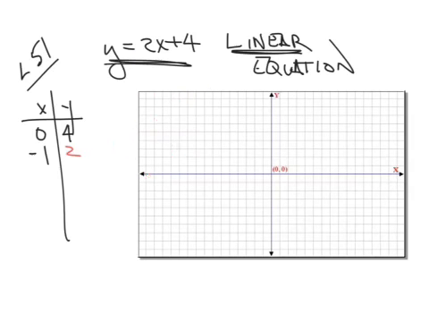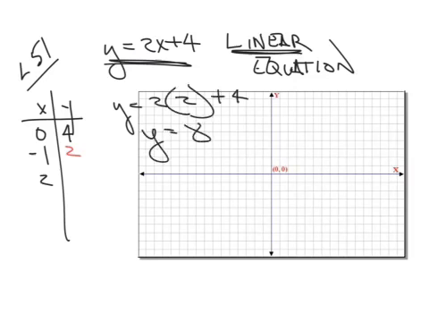Alright, we do that for any points we want, usually 3. And I usually pick 0, a negative number, and then a positive number. Now let's not use 4. 4 is getting a little bit too big. Let's use 2. So when x is 2, we get y equals 2 times 2 plus 4. So y equals 8. Okay, so this is just like the one we did from lesson number 50.